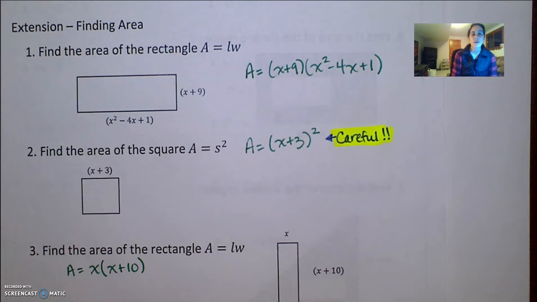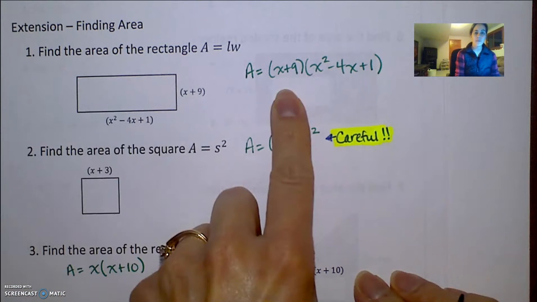Okay, let's take a look at the extension for multiplying polynomials, and this is where we're going to be applying it to finding the area. For this video, we're just going to be talking about rectangles and squares. In the next video, we're going to talk about some other polygons and how to calculate the area with those polynomials.